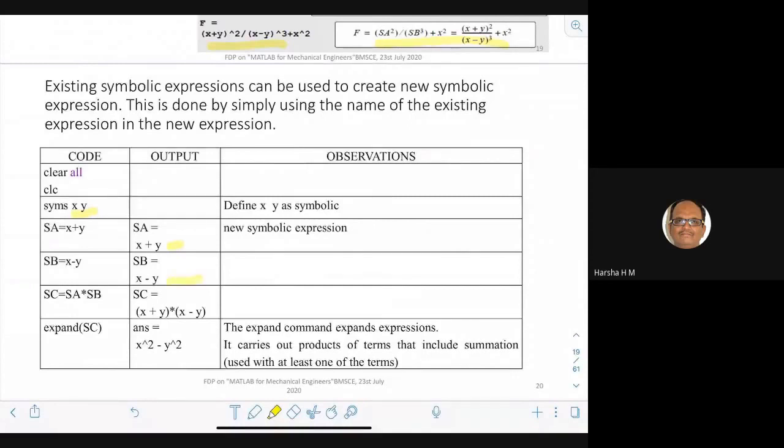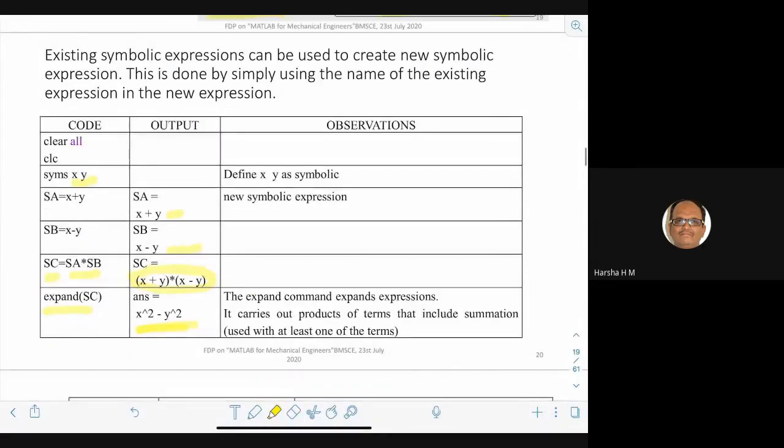So when you say SC is equal to SA into SB, remember it is x plus y into x minus y. But if you say expand, automatically these expressions are multiplied and you get the final form. You know, a plus b into a minus b is a square minus b square. In the same way, therefore, x plus y into x minus y will be x square minus y square. That means the expand command will give you the expanded version of this.